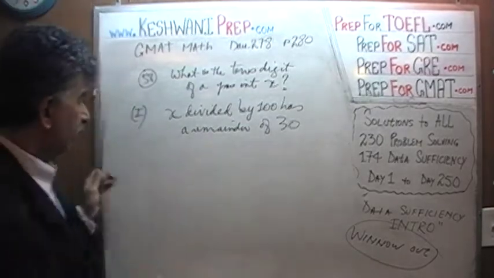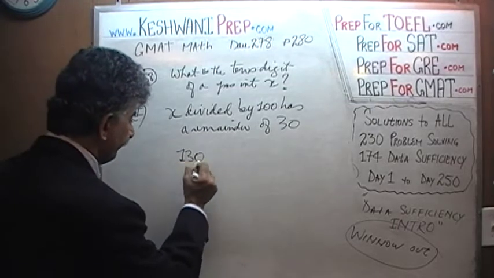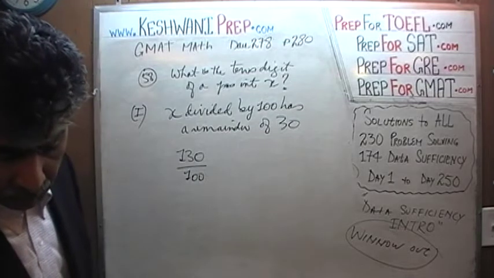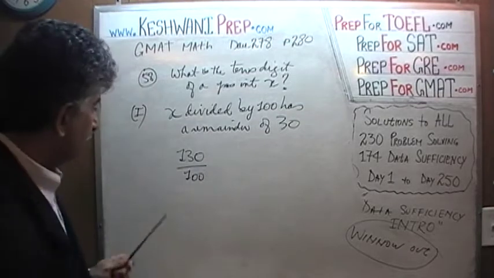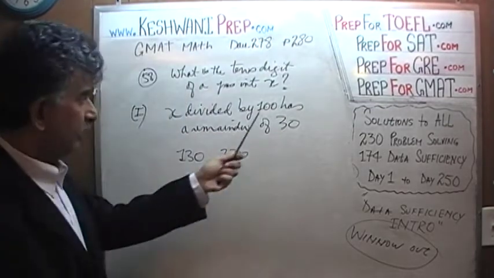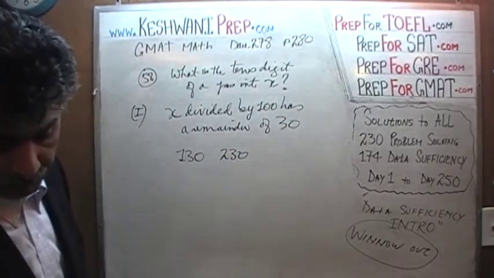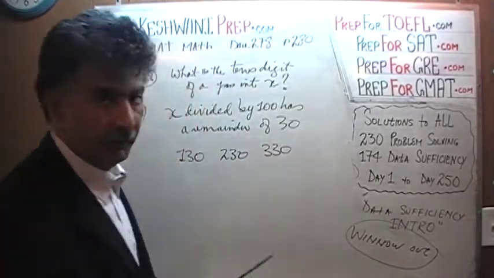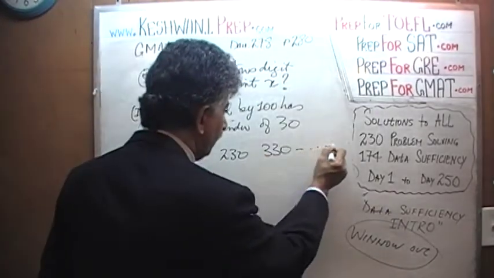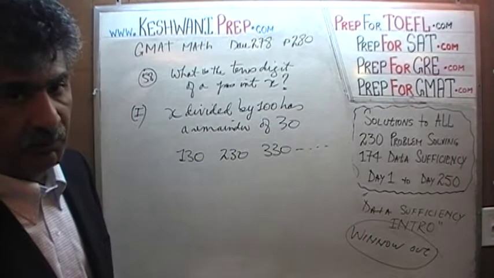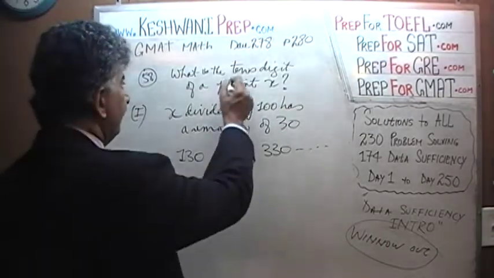X divided by 100, so maybe it's 130. 130 divided by 100 will give us a remainder of 30, wouldn't it? Right? Or perhaps it is 230. 230 divided by 100 will have a remainder of 30. Or perhaps it is 330. 330 divided by 100 will have a remainder of 30, and so on and so forth. It will go on forever. But the point is, are we able to answer the question that is being asked? The question is, what is the 10th digit?